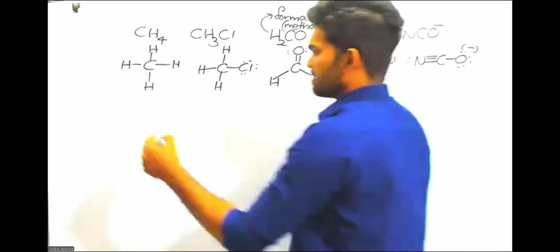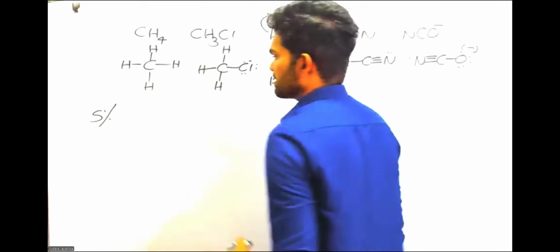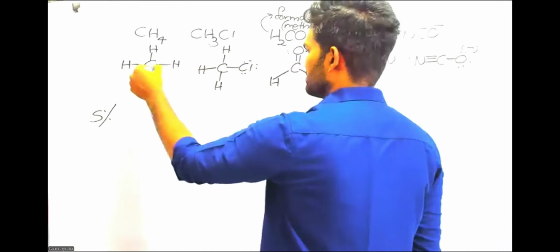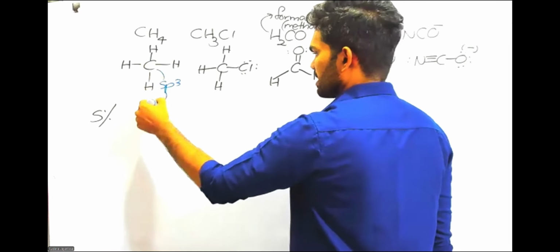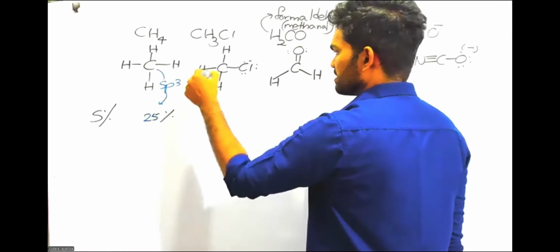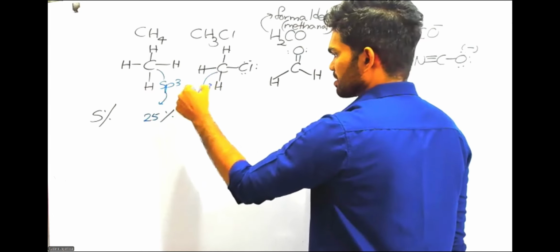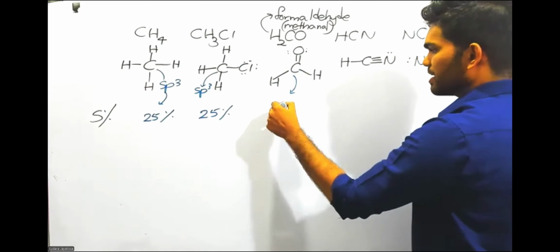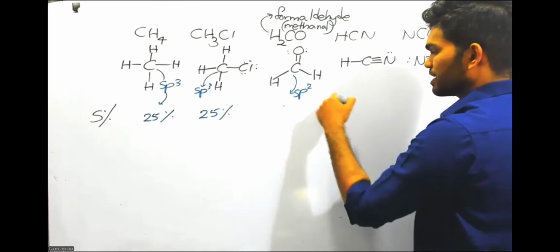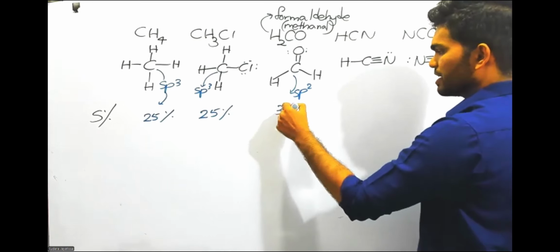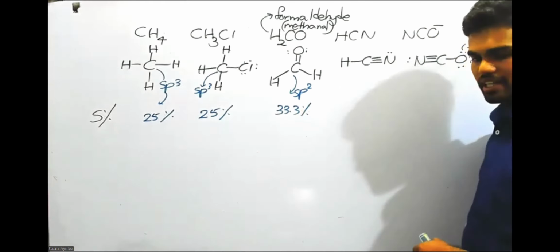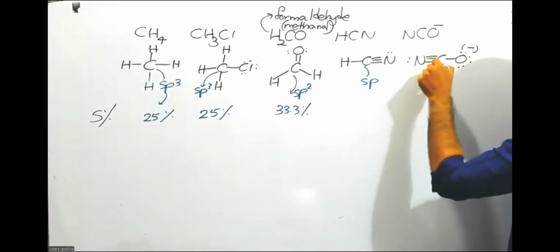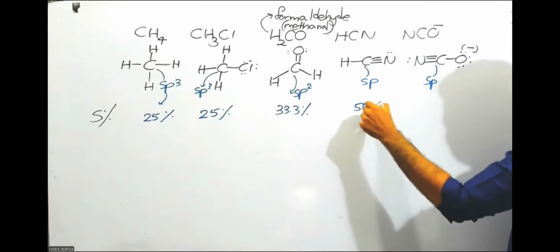So first of all, let's check the S percentage. To check the S percentage, you need the hybridization. So I'll quickly write the hybridizations of each atom. This is sp3, therefore 25% S character. This is also sp3, therefore also 25% S character. In this one, you can see sp2 hybridized. So 33.3% S character. So a little bit more electronegative, no? And these two atoms are sp hybridized. So therefore, 50% S character.